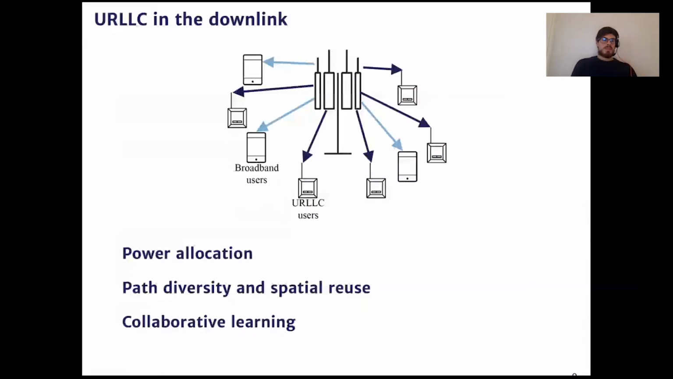So we will move away from this simple yet complicated first example, and we will move into URLLC in the downlink. Here we have some options to achieve diversity that will help us get better results, and some of these are power allocation. We can exploit path diversity and spatial reuse and multiplexing. And since we now have more users than before, we're not only one, we can do some kind of collaborative learning. So I will give you some ideas in this line only. We will not go that deep.